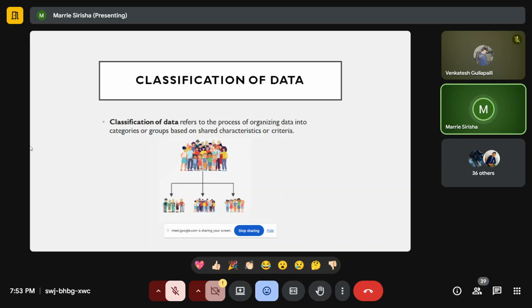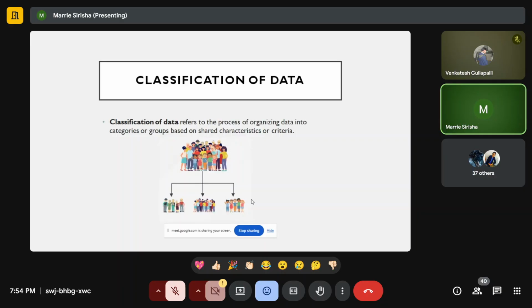Now I have given an image here. See, look at the image here. In the image itself I have so many people. In that they are children, adults, and senior citizens, right? So I am classifying senior citizens as one category, adults as one category, and children as one category. So how are we classifying? Based on the shared characteristics.